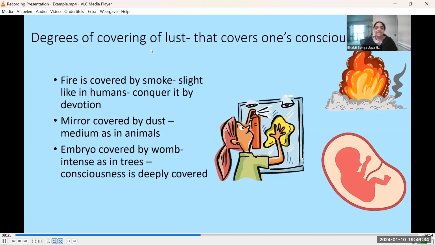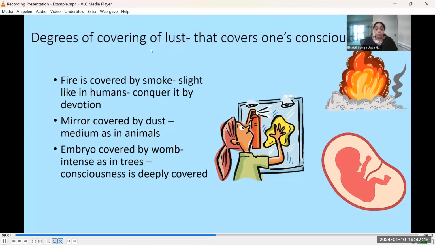So we have a very easy weapon that we can utilize to remove the covering of lust. The second level of covering that is discussed is used with the analogy of mirror covered by dust. We have had this experience on a regular basis. We clean our homes, and sometimes the mirror is covered with a fine layer of dust. So we take that cloth and we try to clean up that mirror. However, before we clean up the mirror, if you look at your image in the mirror, it doesn't reflect properly. The mirror is not reflecting properly if it is covered with dust.